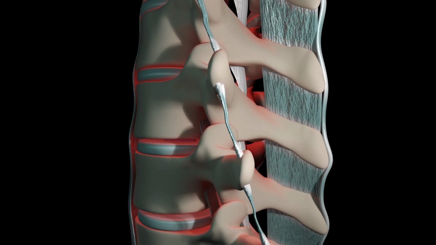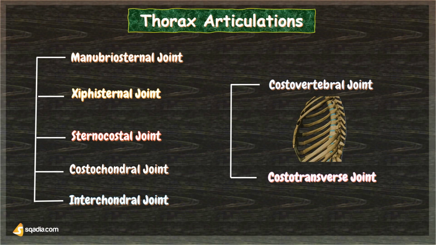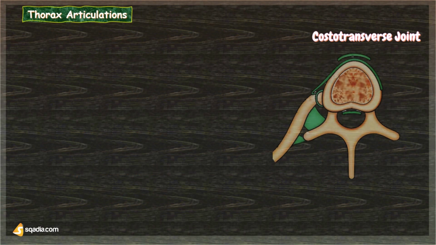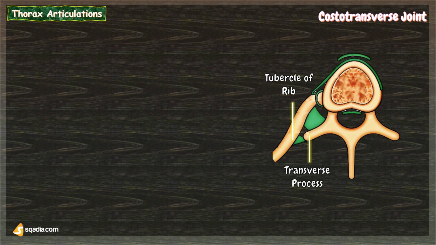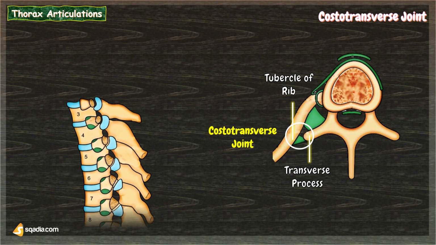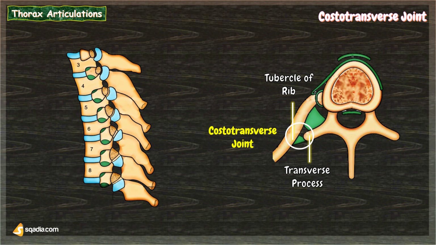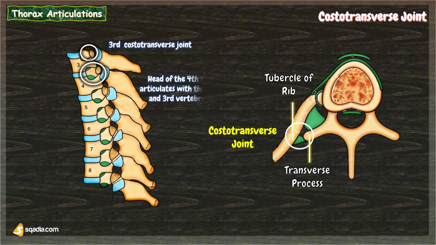As for the costotransverse joints, these are synovial joints that form from the articulation between the facets on the rib tubercle and the transverse process of its corresponding vertebra. If we look at the thoracic vertebrae from this angle, here you can see the third costotransverse joint. Here the head of the fourth rib articulates with the fourth and third vertebrae.